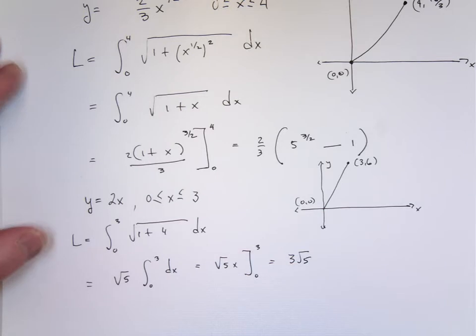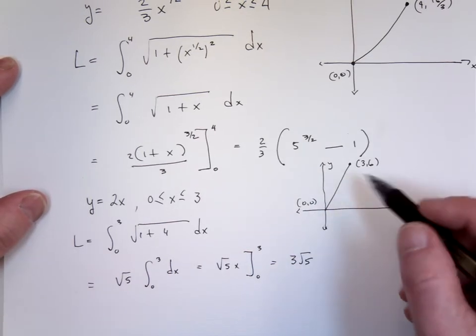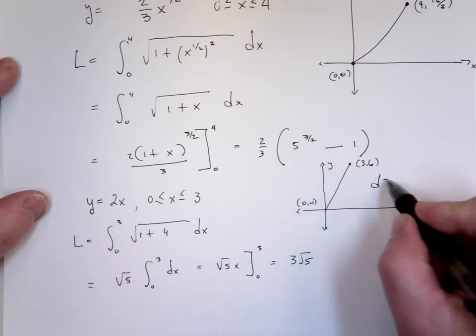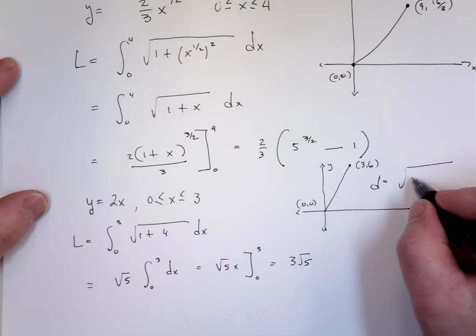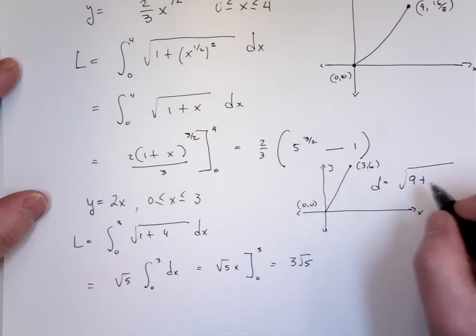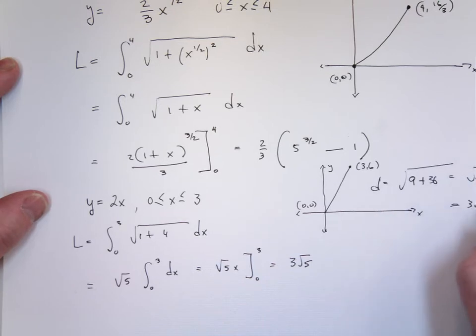So it is 3 square roots of 5. The other way to do it, go ahead. I realized after you, it's a straight line. It is a straight line. And given that it's a straight line, we could have done it by using a distance formula. The length of this curve is the distance from this point to this point, and the distance is the square root of (3 minus 0) squared plus (6 minus 0) squared, is the square root of 45, which is 9 times 5, 3 square roots of 5. So either way works.